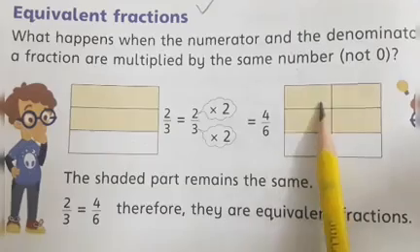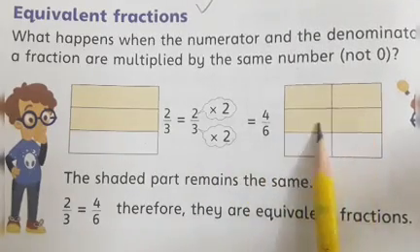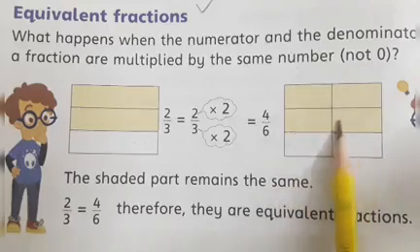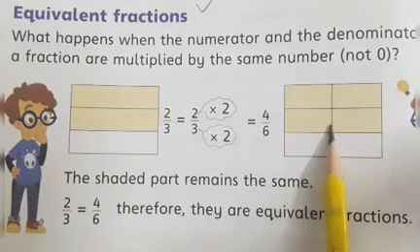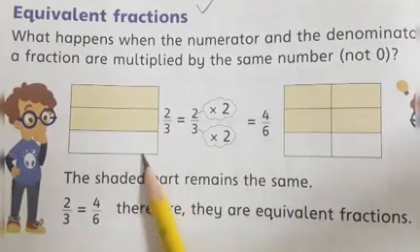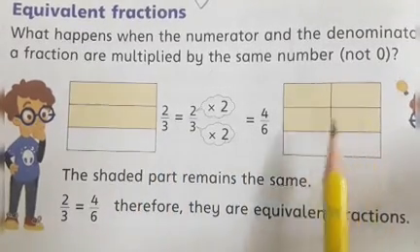So now this is the same fraction. The shaded part remains the same. As you can see, the shaded part remains the same. So 2 by 3 is equal to 4 by 6. Therefore, they are equivalent fractions.